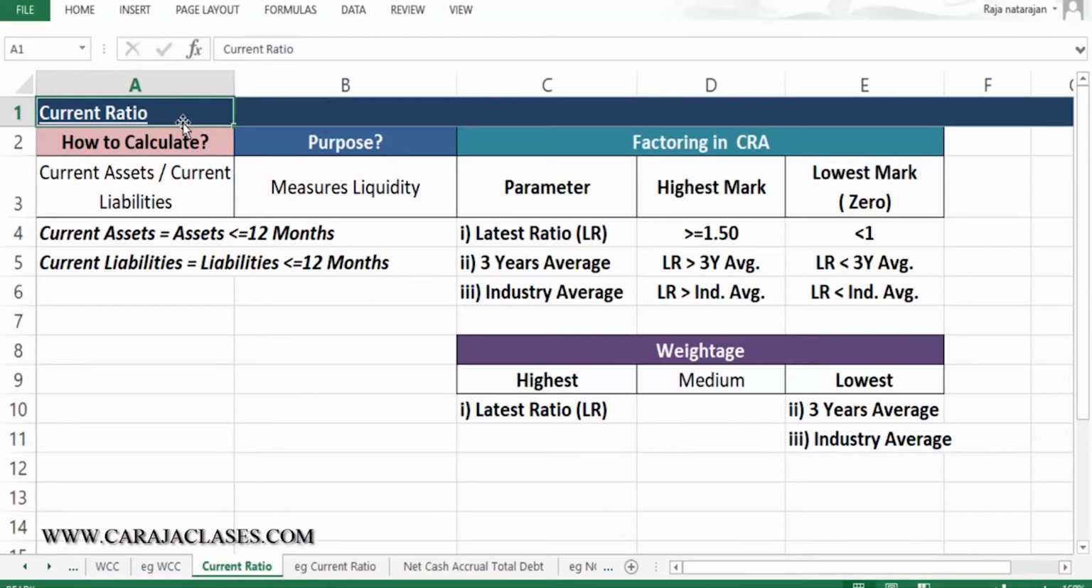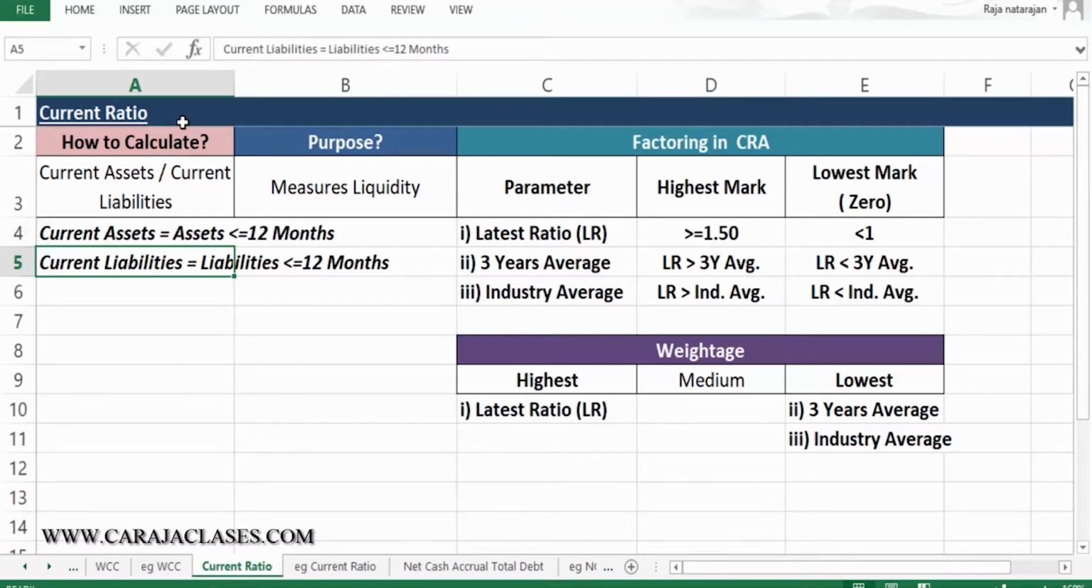Moving on to incorporation of current ratio in credit risk analysis. How is this current ratio calculated? It is simple. It is current assets divided by current liabilities. So what are current assets? The assets which can be converted into cash within a period of 12 months. What are current liabilities? These are all the liabilities which have to be repaid within a period of 12 months.